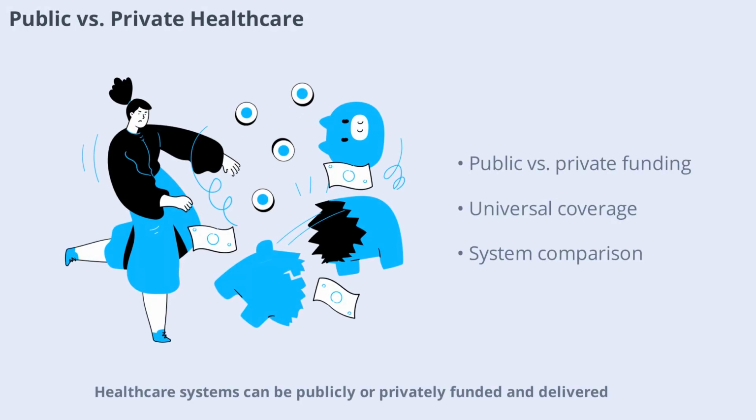Healthcare systems can be publicly or privately funded and delivered. Public systems are typically funded by taxes and aim to provide universal coverage, while private systems rely on individual payments or insurance. Health economics compares these models to assess their impact on efficiency, equity, and resource allocation. Each system has strengths and challenges, and many countries use a mix of both.